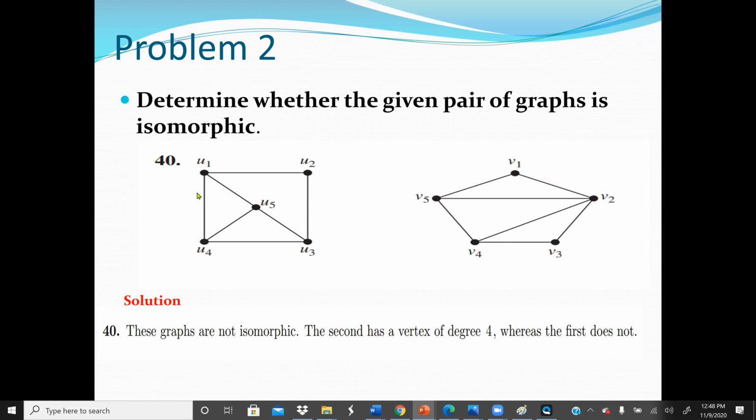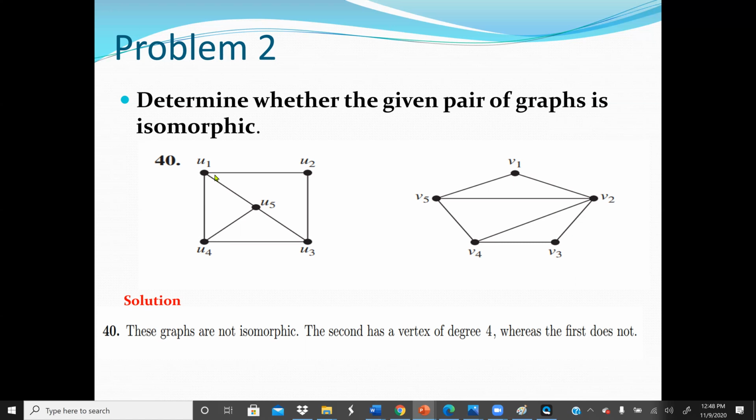So for example, I'll look at V5. V5 has 3 degrees. And I'll come here. Okay, we have 3 degrees with this. So I'll take V2. Yeah, we have 3 degrees here also. So V2 has 1, 2, 3, 4. So V2 has 4.